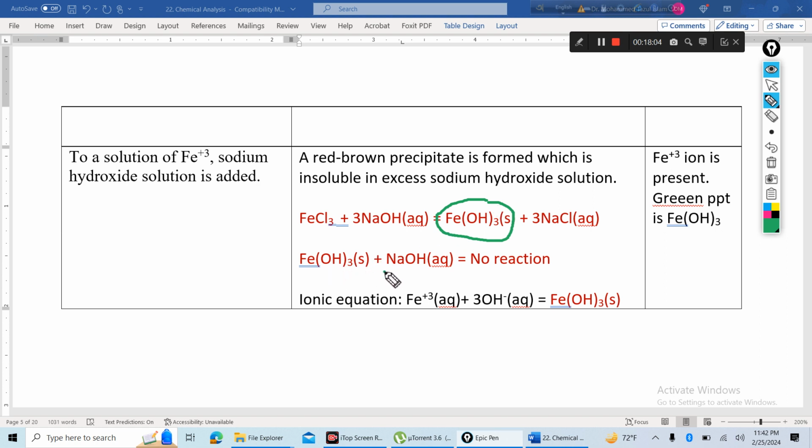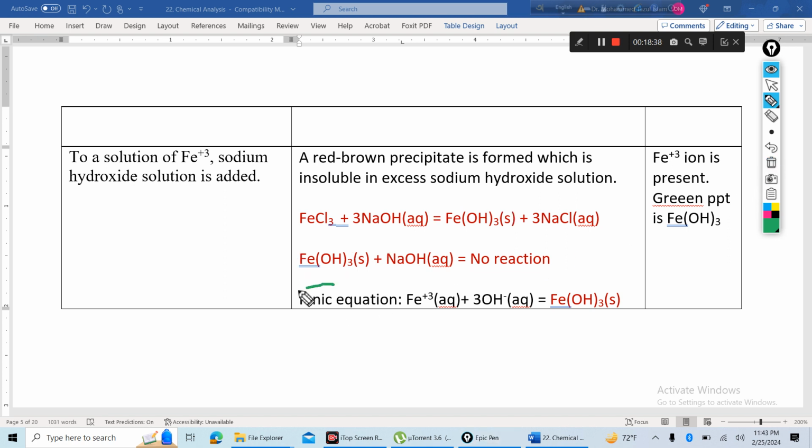So if you add excess sodium hydroxide to the reddish brown precipitate, this precipitate is insoluble, or the precipitate does not dissolve. So you have to remember that iron 2 hydroxide green precipitate and iron 3 hydroxide brown precipitate do not dissolve in excess sodium hydroxide. That's why I write here no reaction.